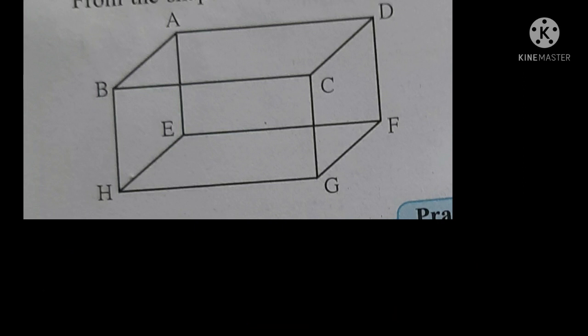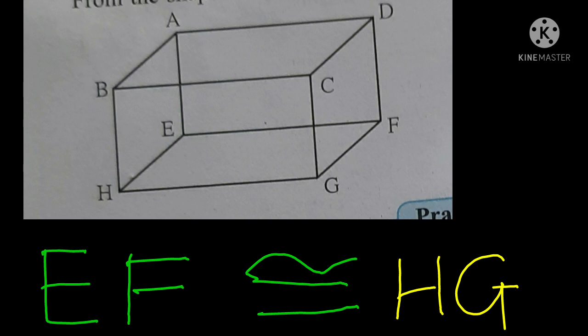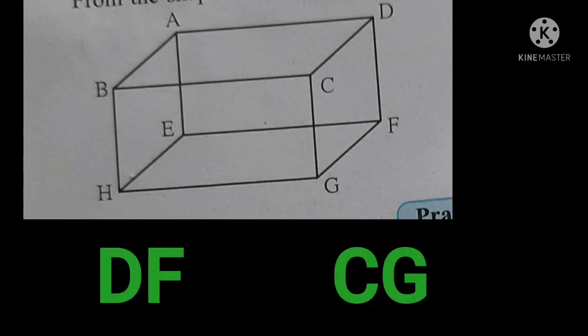After that, segment EF is congruent to HG, and the next pair, segment DF, is congruent to segment CG.